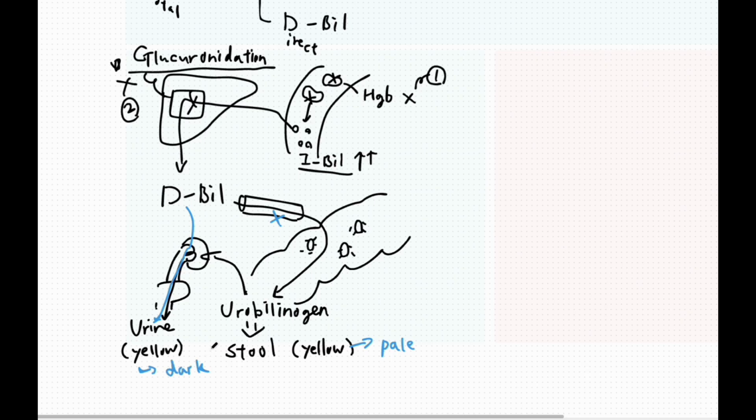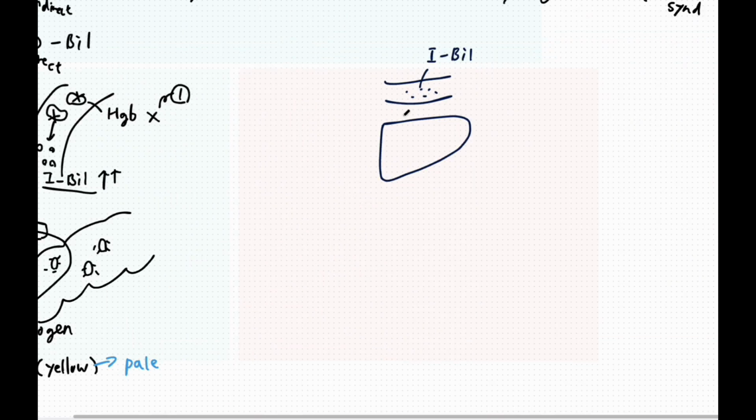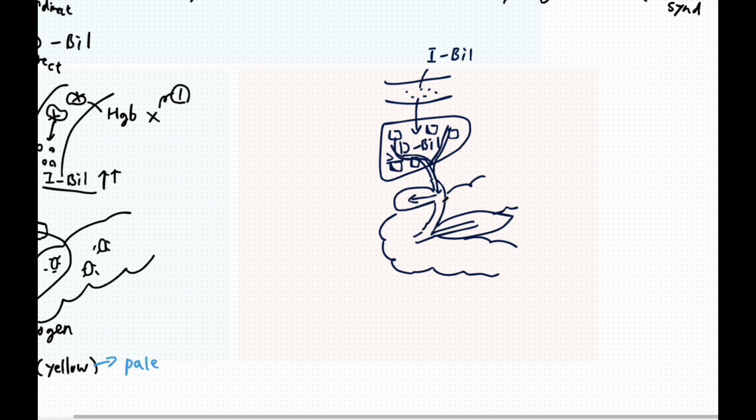Now let's look at the normal movement of direct bilirubin in more detail. Indirect bilirubin enters the liver and is converted into direct bilirubin inside hepatocytes. It is then secreted into bile ducts and released into the duodenum, especially after meals. This is a normal pathway. So why does direct hyperbilirubinemia occur?